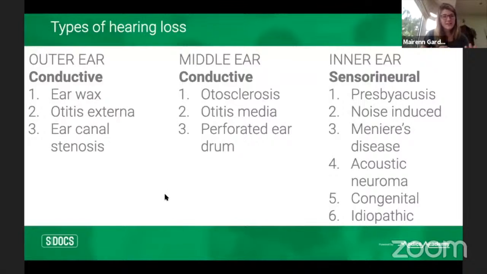So there are three different parts of the ear, like I said in video one. You've got your outer ear, your middle ear, and your inner ear. Your outer and your middle ear causes conductive hearing loss because the sound cannot get through either the external auditory canal or your tympanic membrane. There are a variety of causes that you can look at, which we're going to go over in a bit more detail. The inner ear causes sensorineural hearing loss because of impact to either the cochlea or the vestibulocochlear nerve.